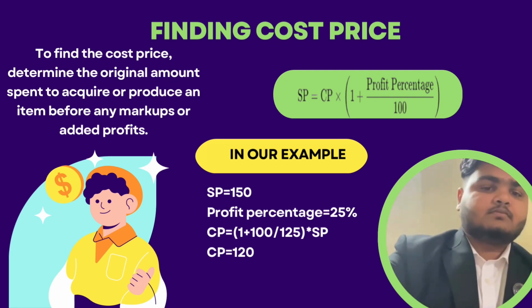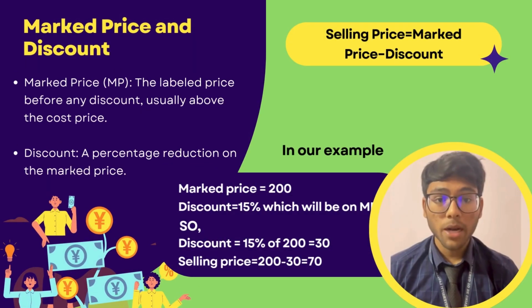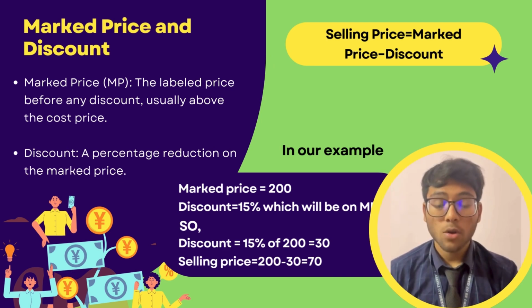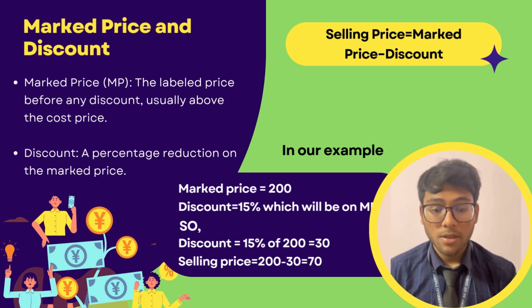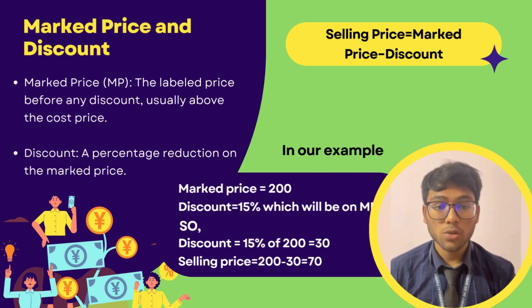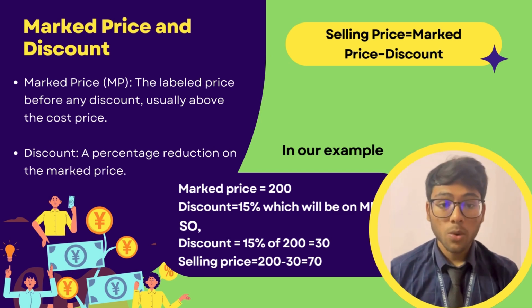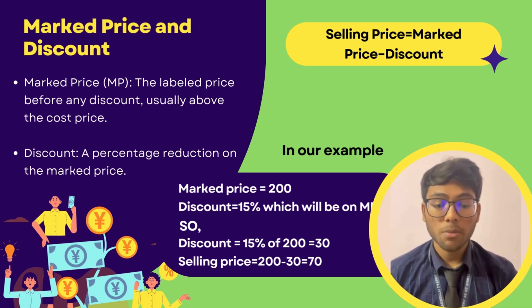I will be explaining mark price and discount price as shown on the slide. Mark price, often known as MP, is initially set before the discount is applied. Think of it as a label price, which is usually higher than the cost of the item. Discount price is usually the percentage reduction on the mark price. Stores offer discounts to attract new customers, and it reduces the price we actually pay.